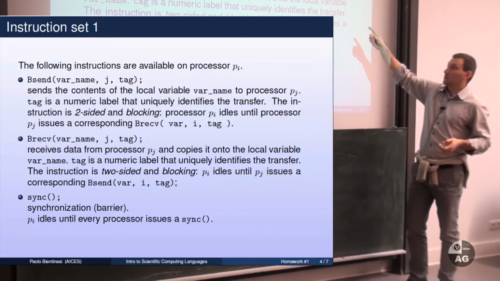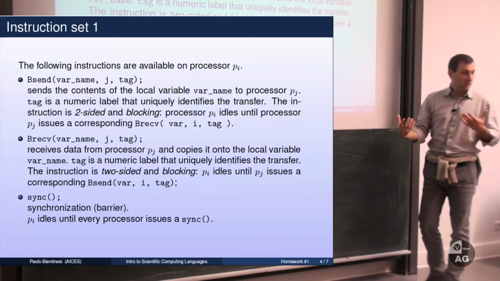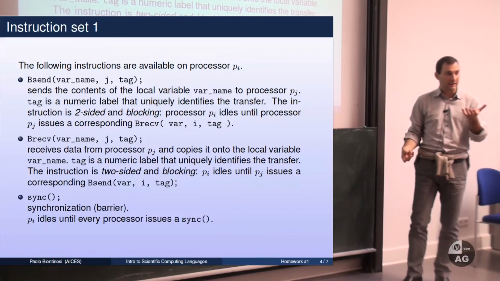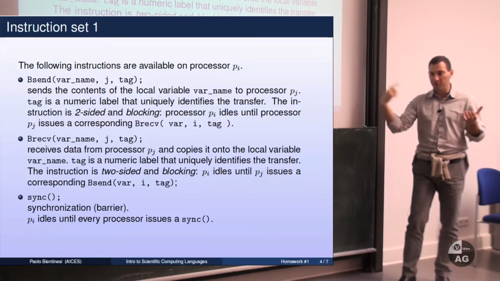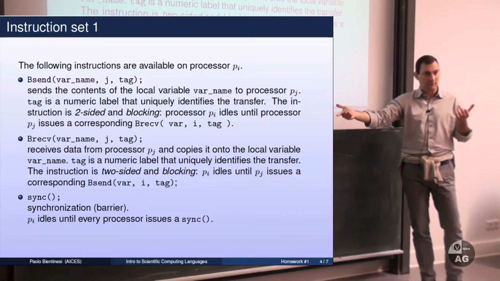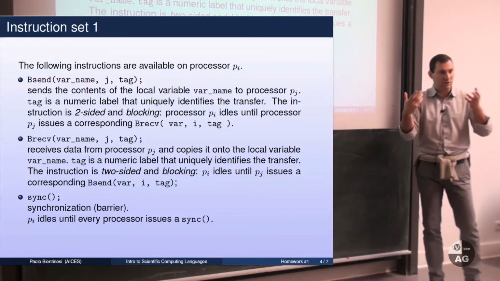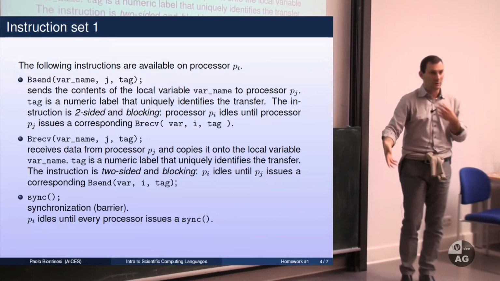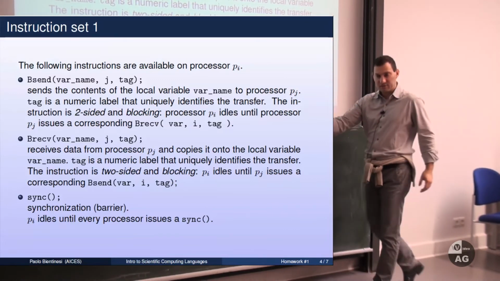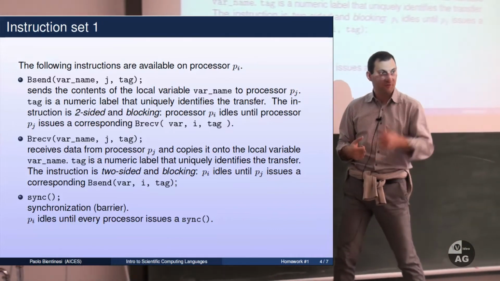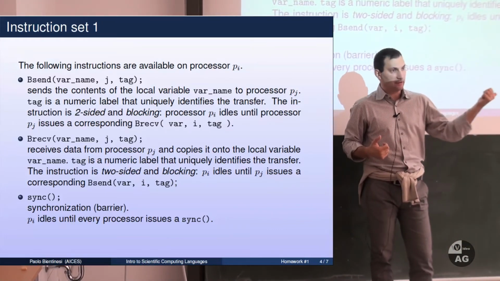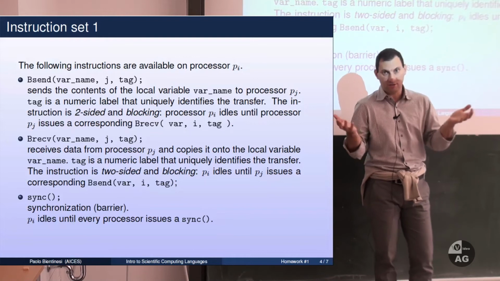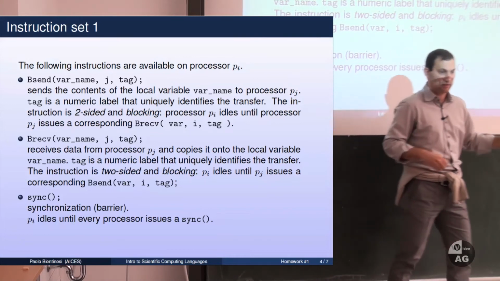I also say that the communication is blocking. So processor I, if he wants to send before the receive has been posted, it just stalls. It's there waiting until the receive is actually issued. Vice versa. If the receive is issued before the send is posted, processor J is sitting idle until the send is posted.